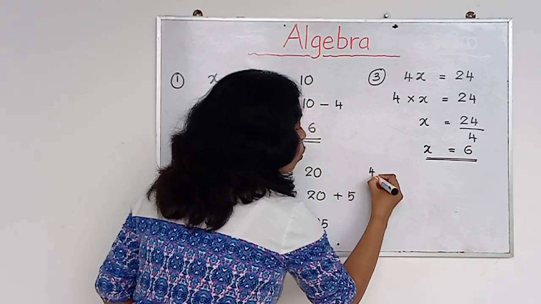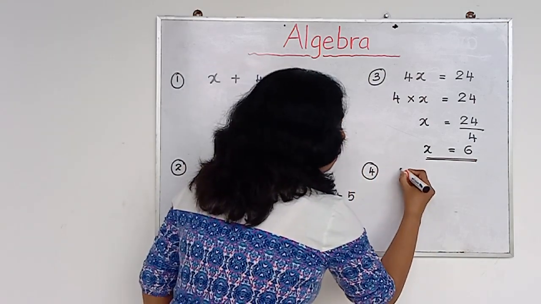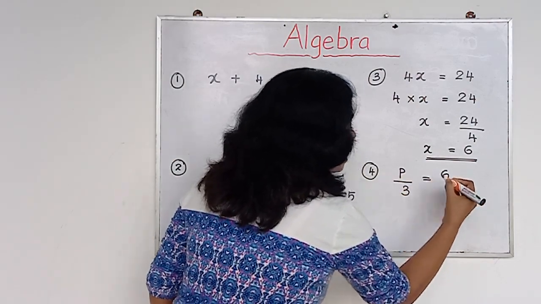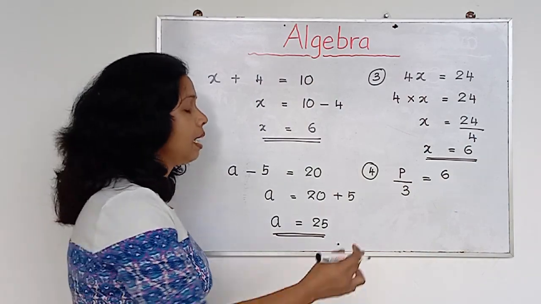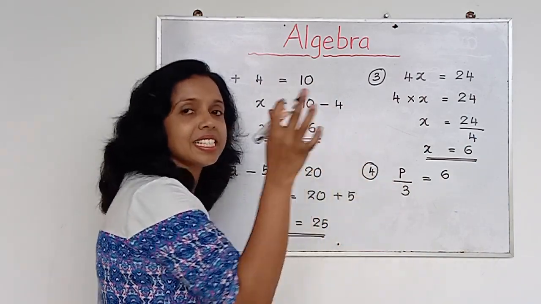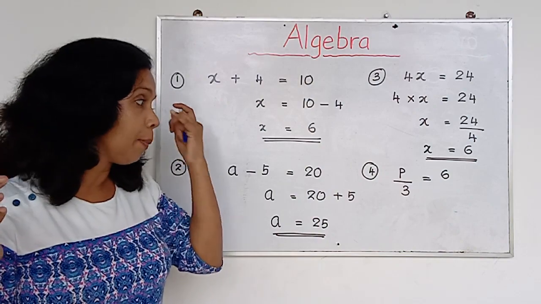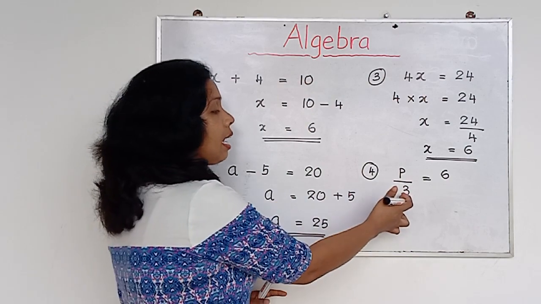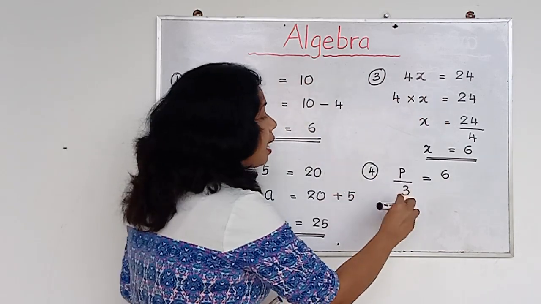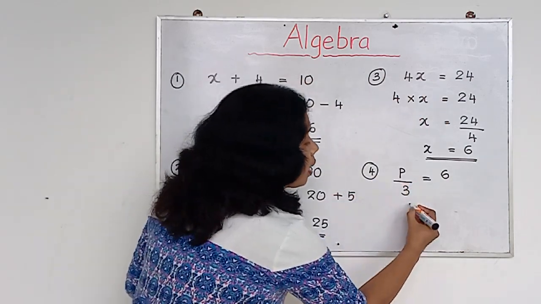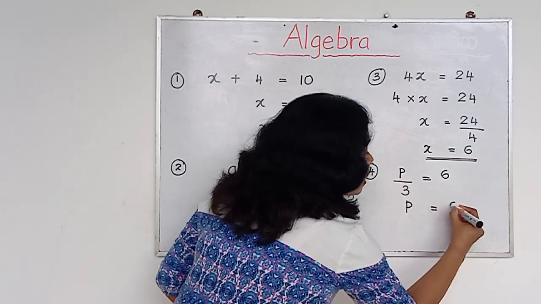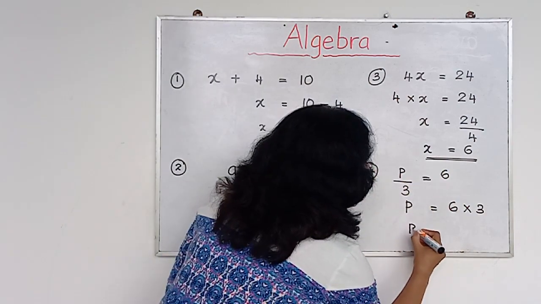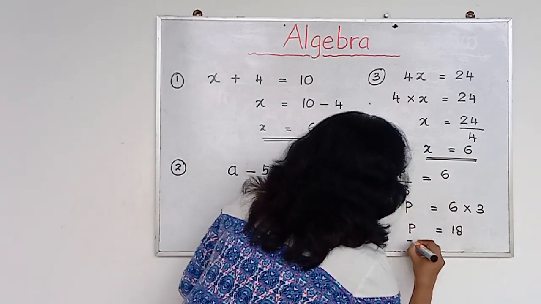Then question number 4, look at this: p divided by 3 is equal to 6, right? Then I want to find again this unknown value, that is p. How can I find it? I want to keep this p alone and I'll ask this 3 to go to the other side. Since this is a division, what happened? p equals 6 times 3. Then the answer will be p equals 18.